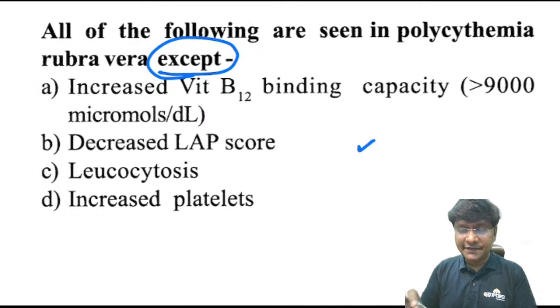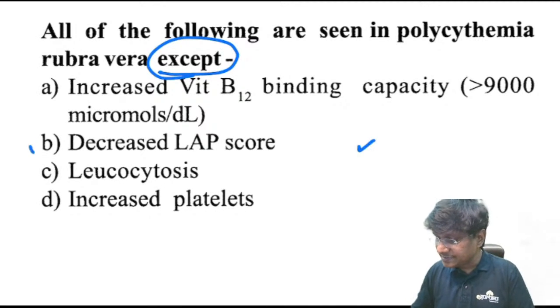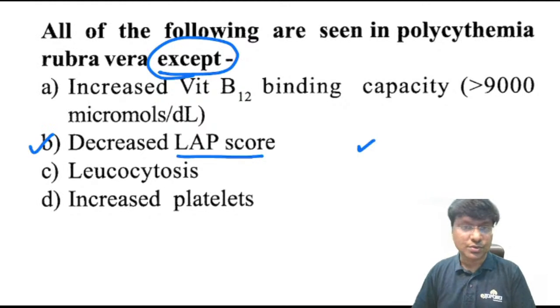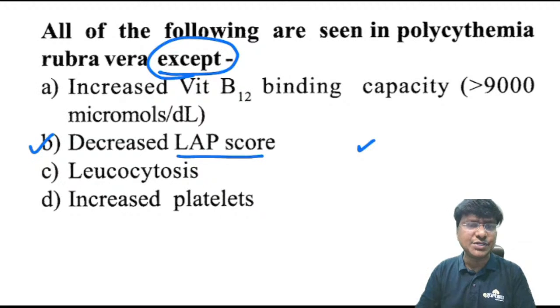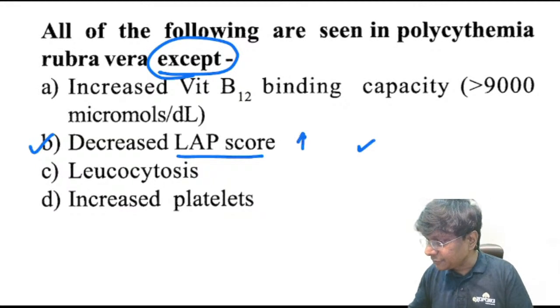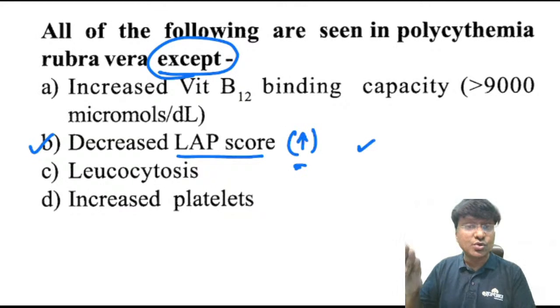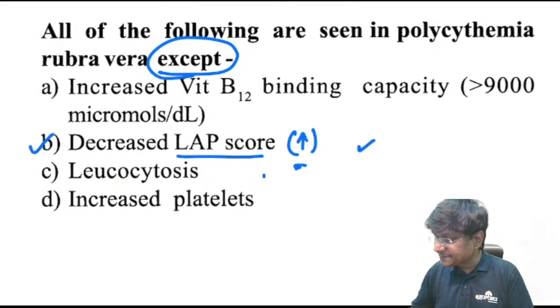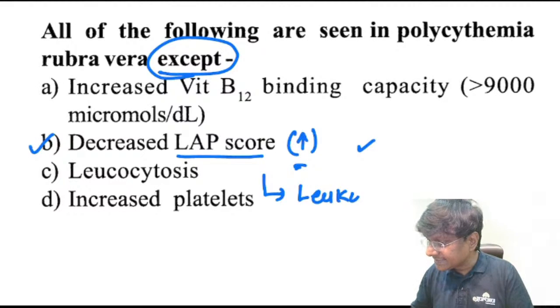Now, if you take the answer here, it is decreased LAP score. Please remember, in patients with polycythemia rubra vera, there will be increase in your leukocyte alkaline phosphatase score, right? And this increase in your LAP score is not seen only in polycythemia rubra vera, right? So what will happen in polycythemia rubra vera? The LAP score increases.